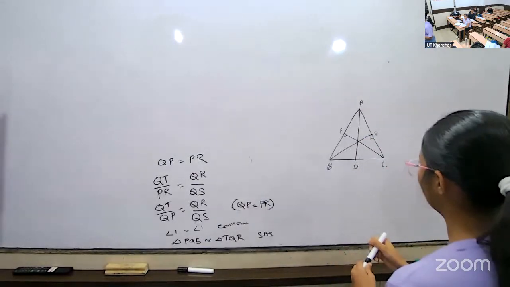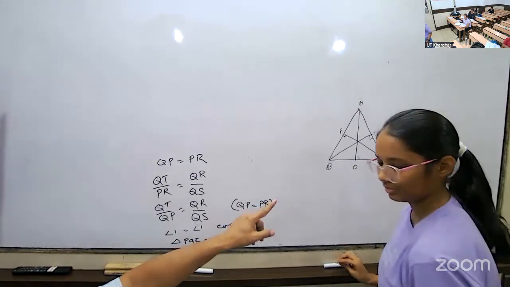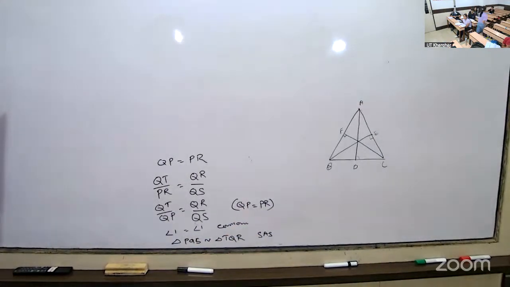Understood all of you? Yes. These are three altitudes. All of them meet at a common point. That point is called the orthocenter.